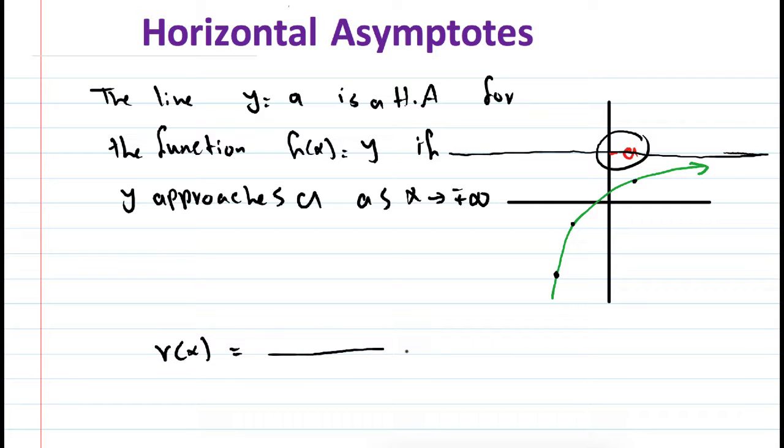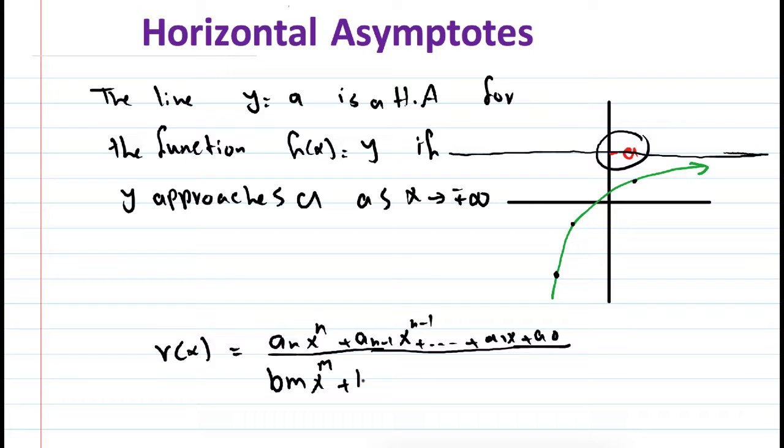This rational function has two polynomials, one on top and one on bottom. The one on top is a_n times x to the n plus a_(n-1) times x to the n minus 1 plus and so on, plus a_1 times x plus a_0. That is one polynomial. The one on bottom is b_m x to the m plus b_(m-1) times x to the m minus 1 plus and so on, plus b_1 times x plus b_0. So the degree of the polynomial on top is n, and the degree of the polynomial on bottom is m. How can we find the horizontal asymptote of this rational function?